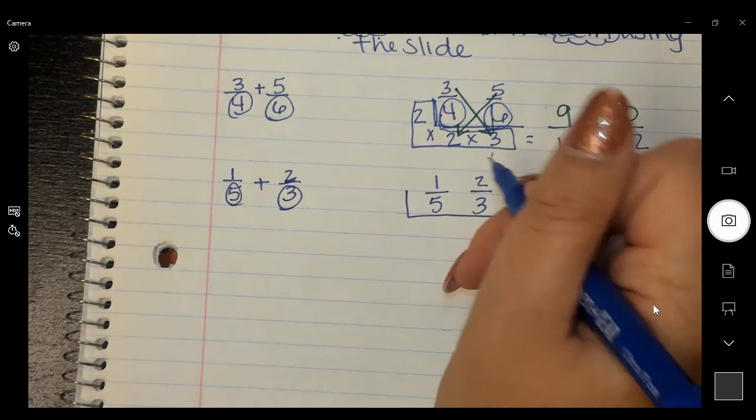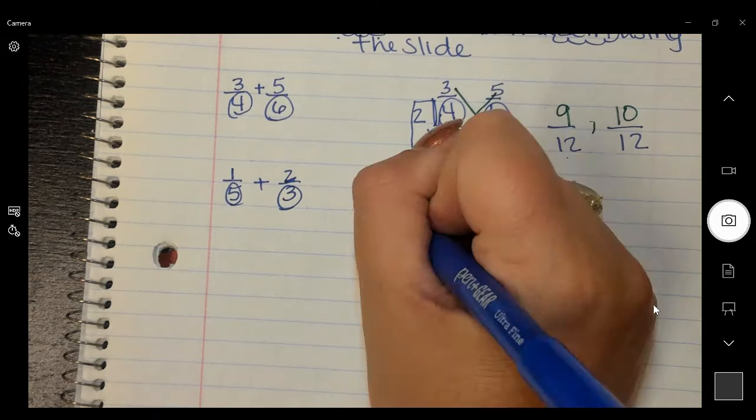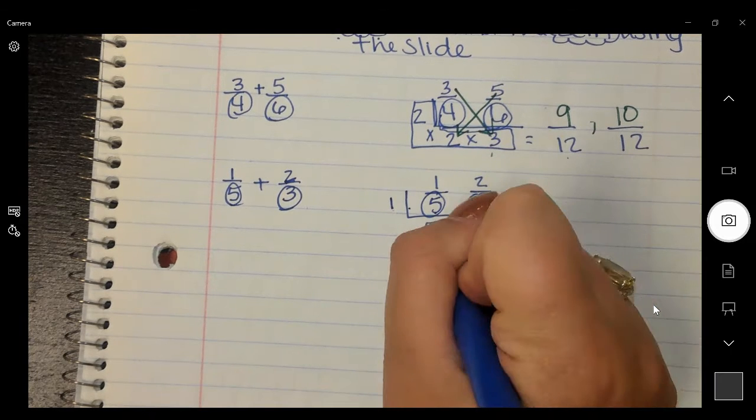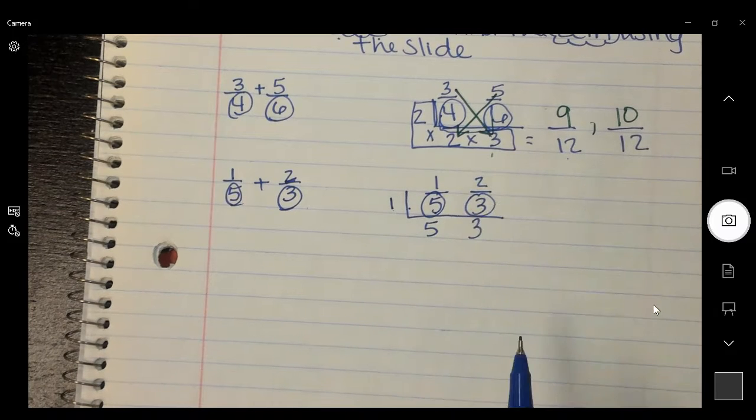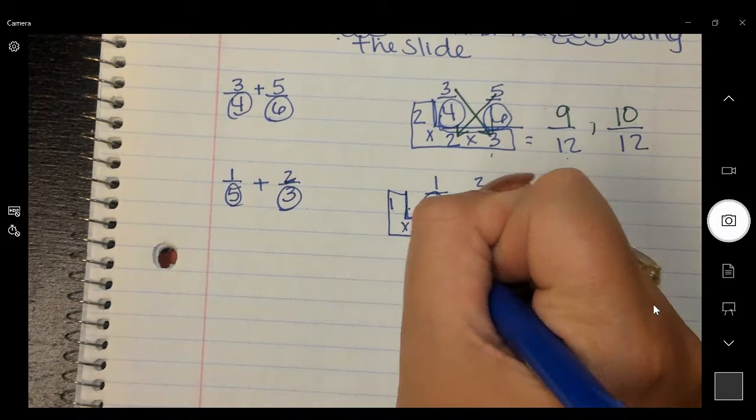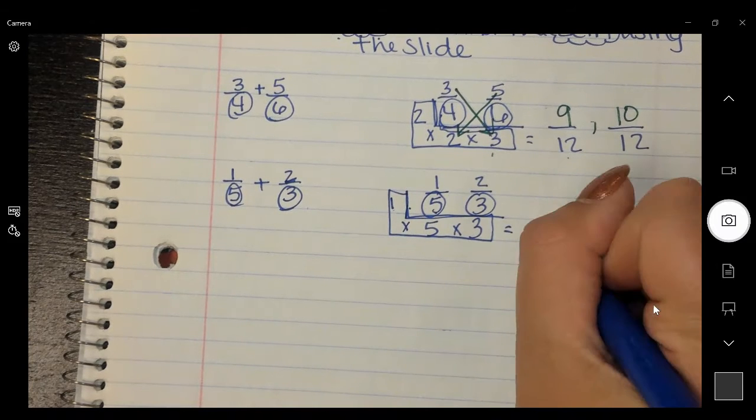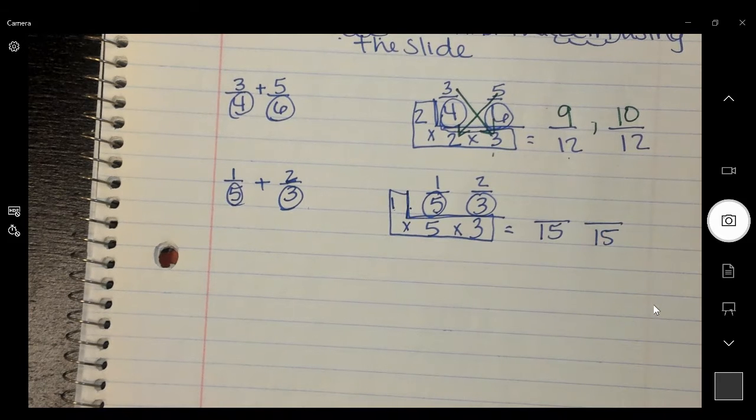Because we're finding the denominator, we're just looking at the denominators. 5 and 3. Is there anything that goes into 5 and 3? 1. 5 divided by 1 is 5. 3 divided by 1 is 3. Well, there's nothing else I can do, so I draw my L and I multiply. And I get 15. So my new denominator is 15.